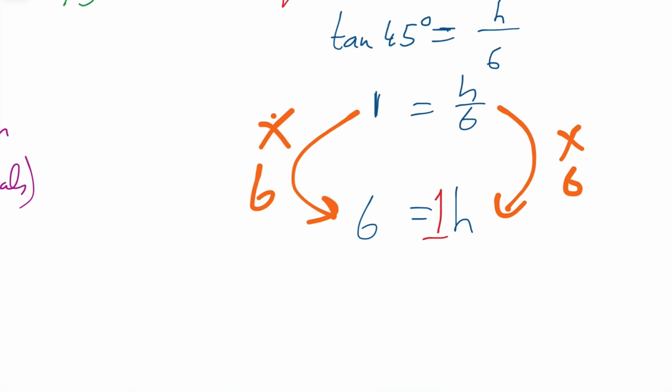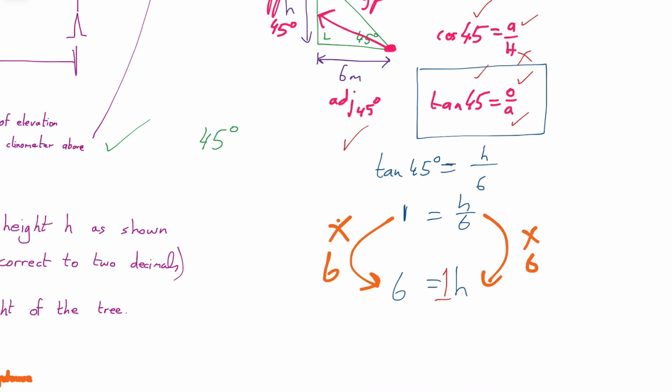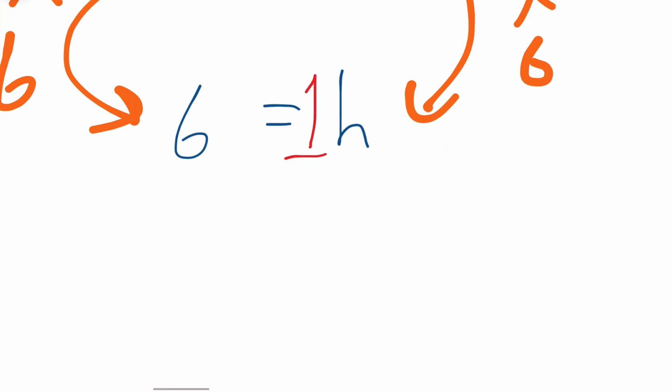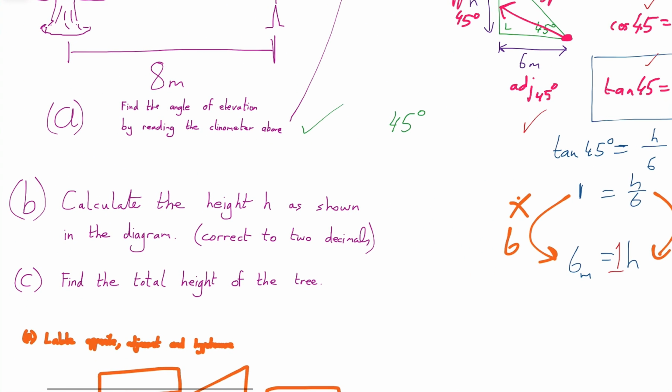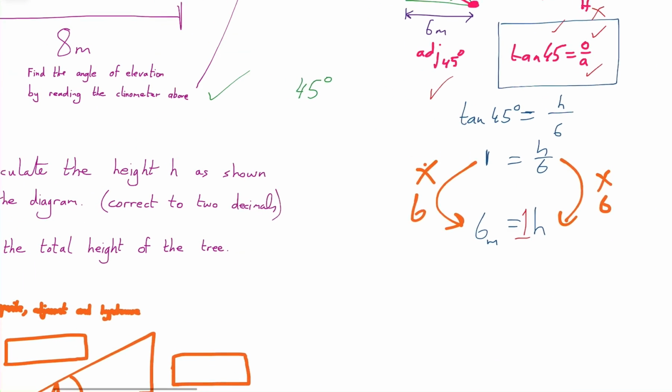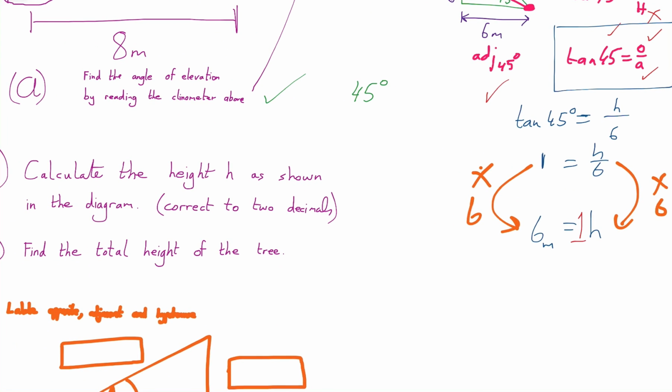That's what we want. So if the question is in meters, then that is 6 meters. Always answer the question that's asked with the units that's asked. Calculate the height shown, 2 decimal places. Well, ours worked out perfectly as meters, so find the total height of the tree.